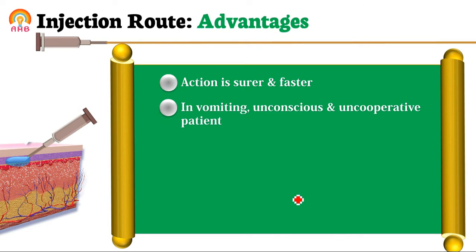Next advantage is that here the liver is bypassed, and because of that first pass metabolism cannot take place if the drug is given by injection route. So here we can avoid first pass metabolism.